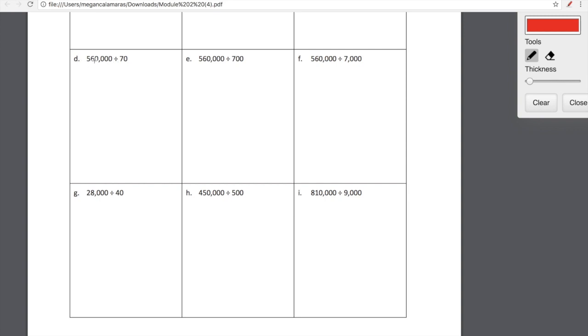Okay, so we're still in our problem set. We'll work on the homework tomorrow. Let's look at this one here in lesson 16. This is 560,000 divided by 70. So we're actually going to rewrite this as 560,000 divided by 10 divided by 7. Do you see how we decompose 70 into 10 and 7?